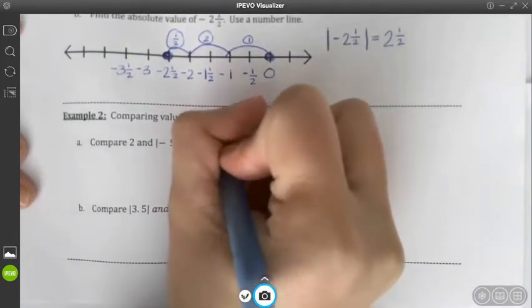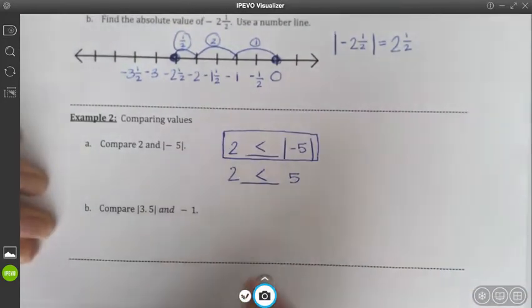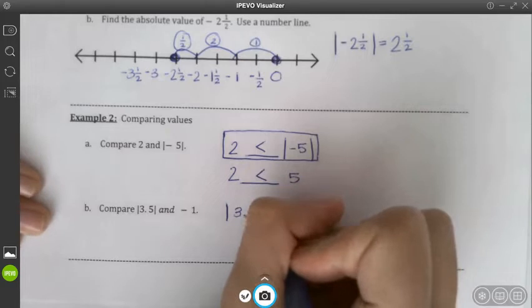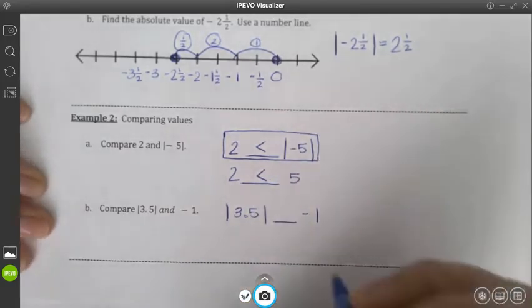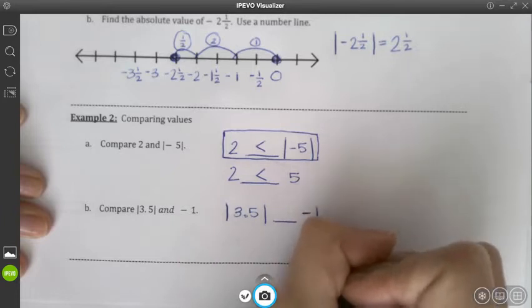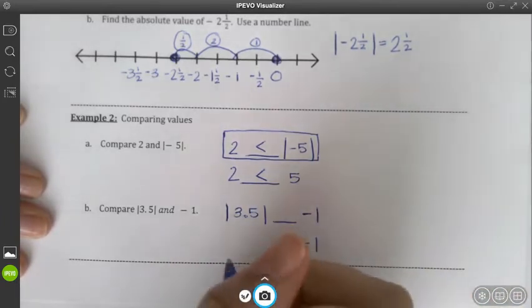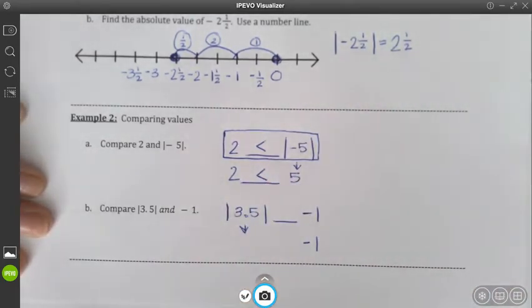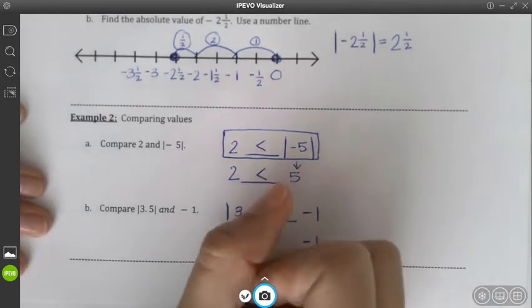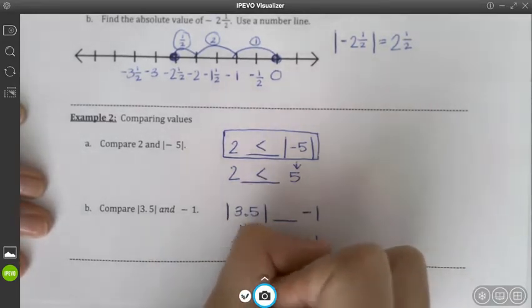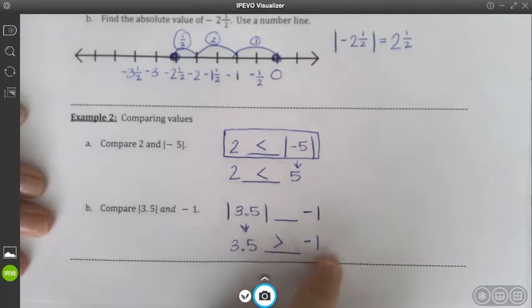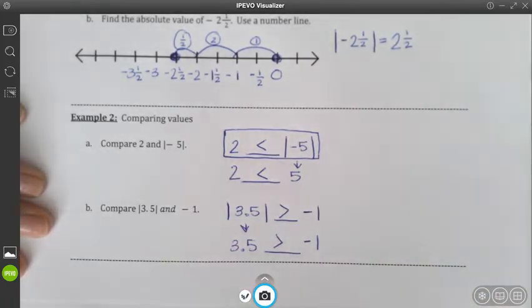Okay, now let's compare. We have the absolute value of 3.5 and -1. Again, -1 is just a regular number. There's no absolute value symbols around it. And absolute value of 3.5, how far is 3.5 from 0? It is 3.5 units. So now we decide which one is greater. 3.5 is greater than -1 because it's a positive compared to a negative, which means that the absolute value of 3.5 is greater than -1.